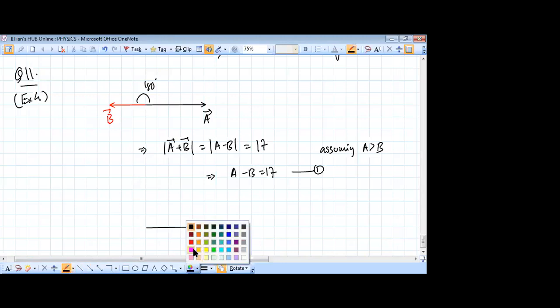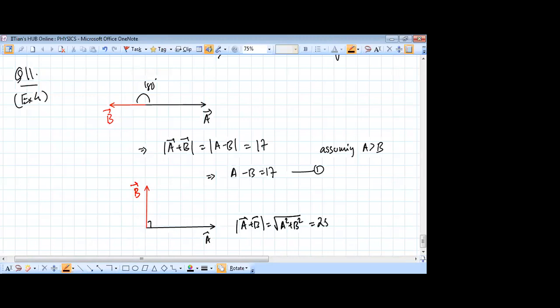Okay, so that is now perpendicular. So the angle is 90 degrees. Now in this case, what will be the resultant? In this case, the resultant will become of magnitude root of a square plus b square, and that is given to us as 25. So that's our second equation.